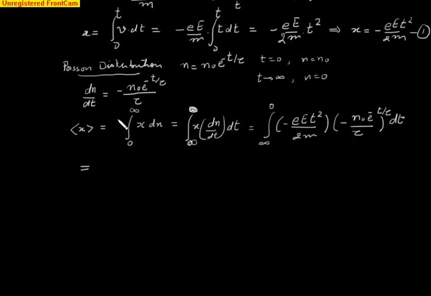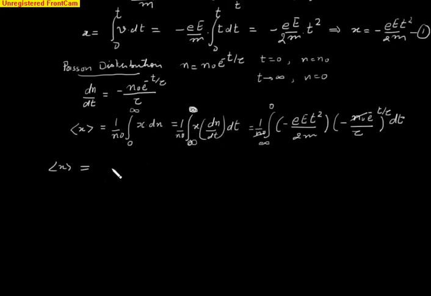Here one thing is left: we have to divide this by n naught also, because I have to take the average. So we will find the total distance covered by dn electrons if one electron covers this much distance. This will be the total distance covered by dn electrons divided by the total number of electrons. So here we will also write n naught, and this n naught will cancel out with this n naught.